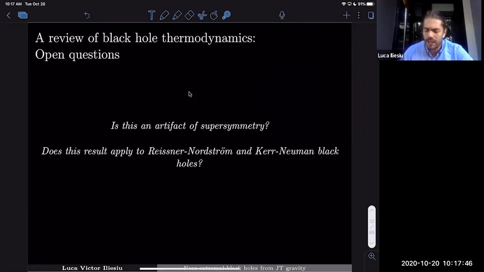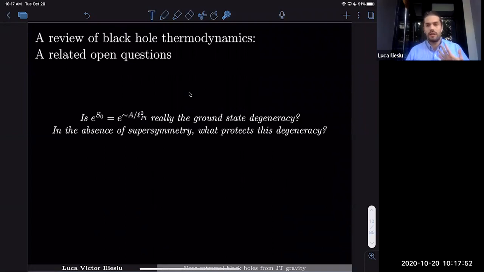And I just want to point out that this puzzle is related to another very important puzzle, which is about the ground state degeneracy of the extremal state. So suppose that we don't have supersymmetry. Then the semi-classical computation would suggest that e to the S0 should literally be interpreted as the ground state degeneracy of the extremal state. But in the absence of supersymmetry, what protects this degeneracy?